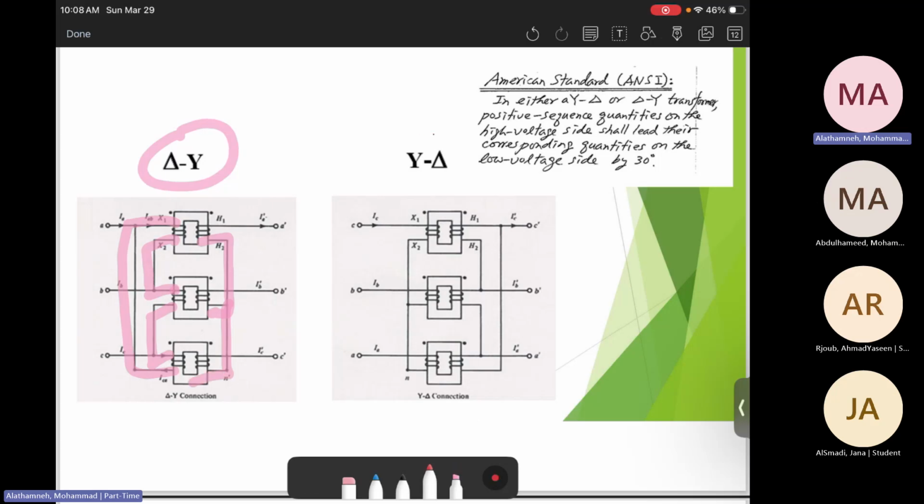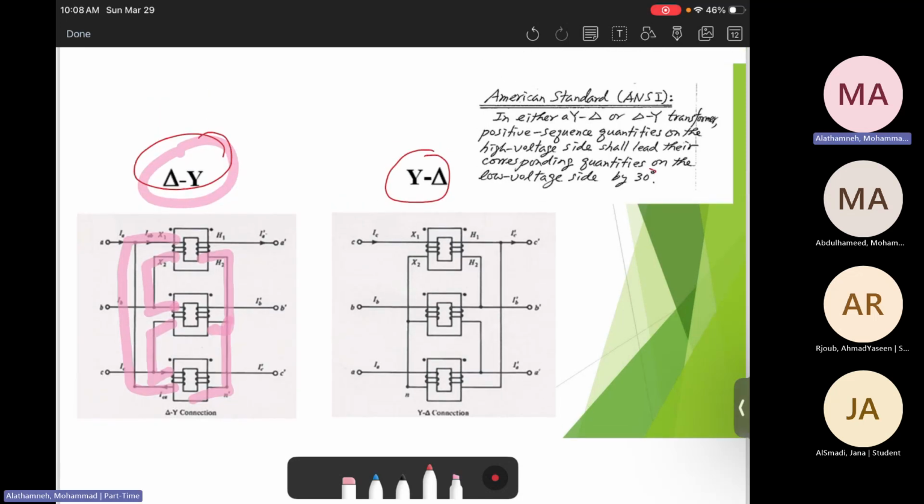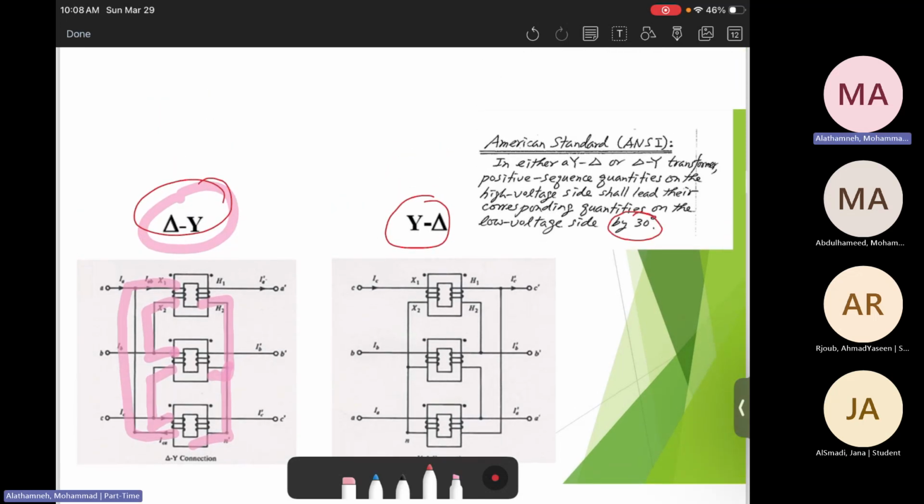But keep in mind, when there is Y delta or delta Y, there must be a phase shift of 30 degrees or a multiple of 30 degrees. So when we have Y delta or delta Y, there must be a phase shift of plus or minus n times 30. So it can be 30 degrees or negative 30 degrees, or for example 150 degrees, negative 150 degrees, and so on. Just a multiple of 30s. So there must be a phase shift when we have Y delta and delta Y.